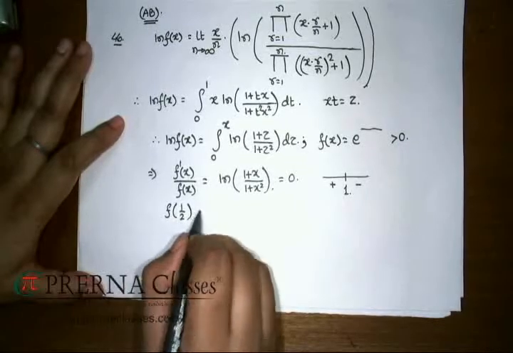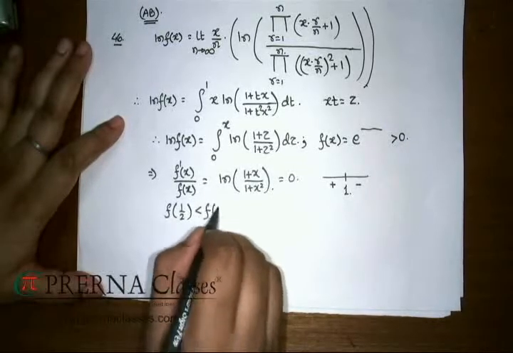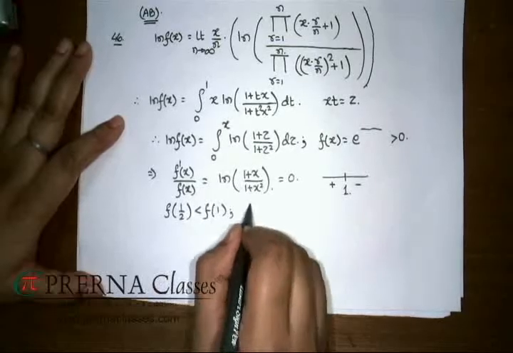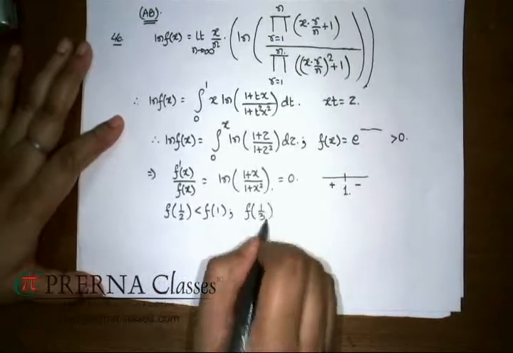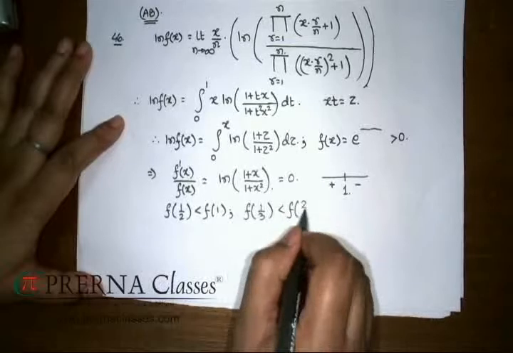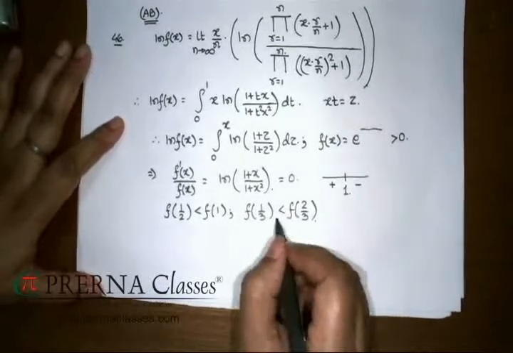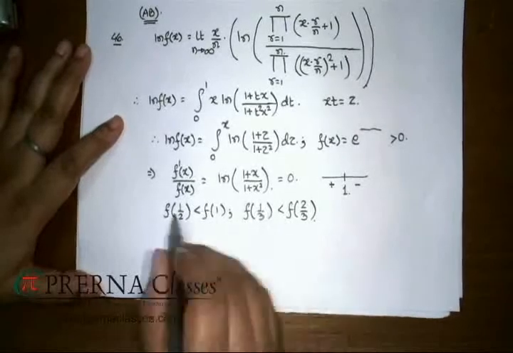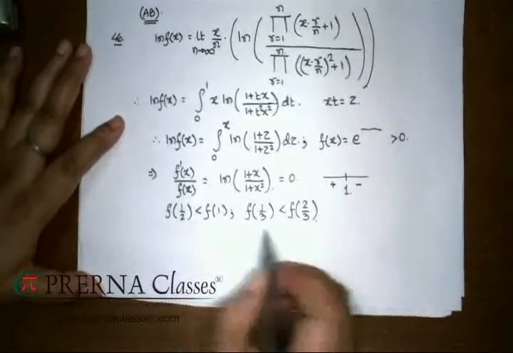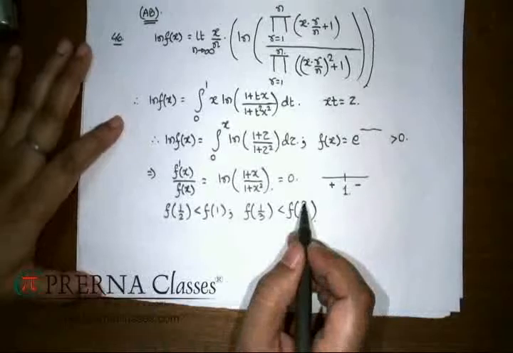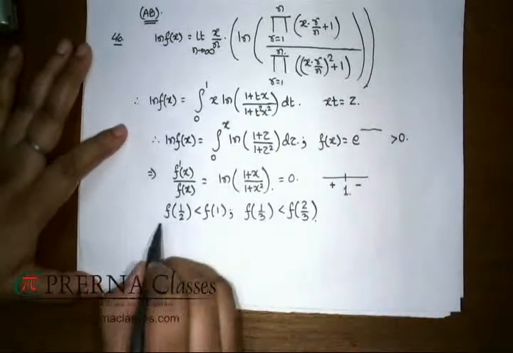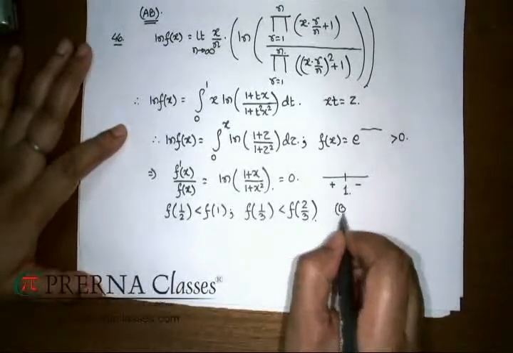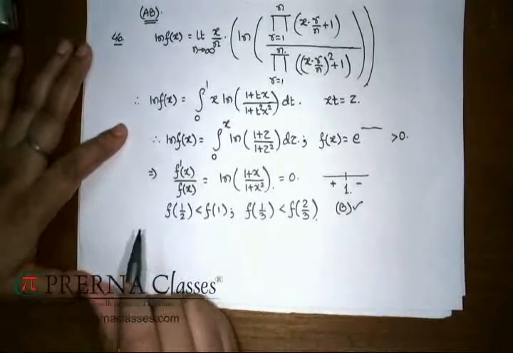that f of half has to be lesser than f of 1, f of 1/3 has to be lesser than f of 2/3. You can write equality because we refer to it as less than or equal to, but you cannot have equality perfectly. As far as these two options are concerned, you can check option A is not correct and option B is correct.